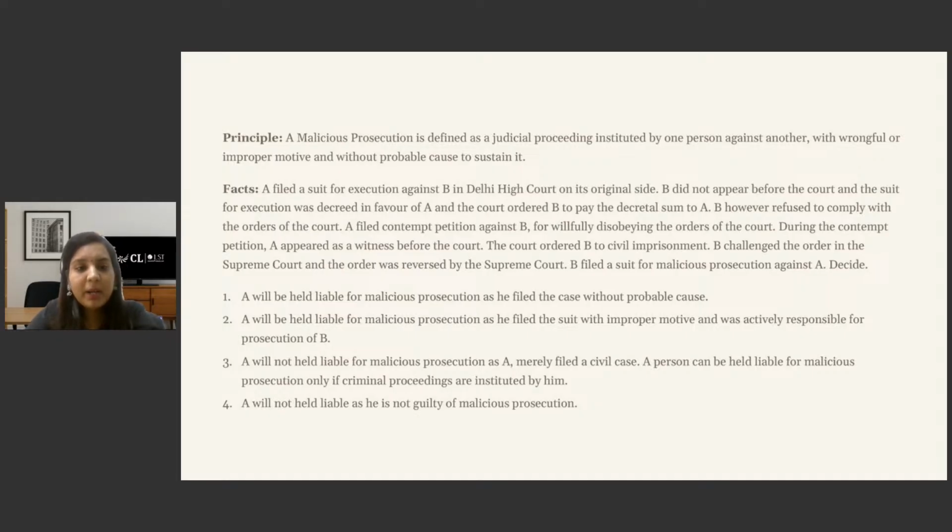During the contempt petition, A appeared as a witness before the court. The court ordered B to civil imprisonment. B challenged the order in the Supreme Court, and the order was reversed by the Supreme Court. B filed a suit for malicious prosecution. Decide.